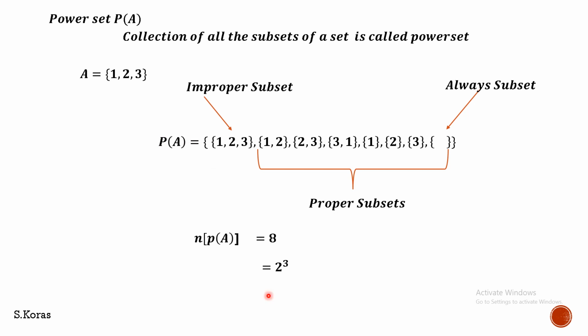In general, if we have 3 elements, then the number of power sets will be equal to 2^3. If we have 2 elements, then the number of power sets will be 2^2. If we have 5 elements, then the number of power sets will be equal to 2^5. So if in the parent set we have n elements, then n(P(A)) will be equal to 2^n. If the number of elements in capital A is n, then n(P(A)) will be equal to 2^n. Now let us do some problems.